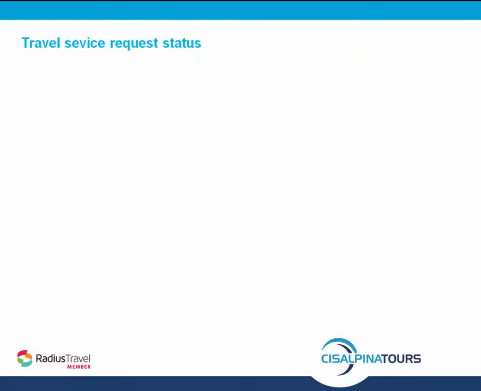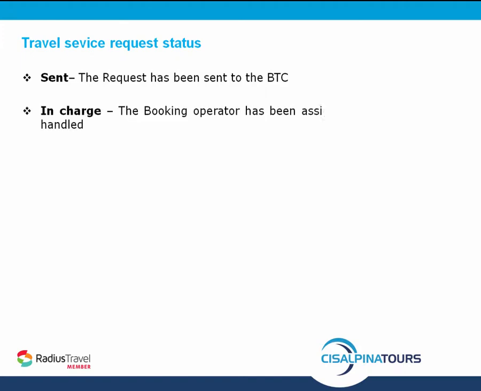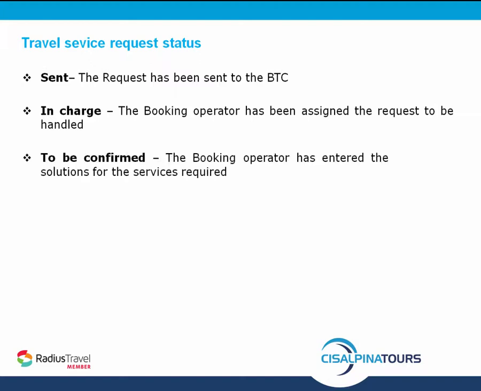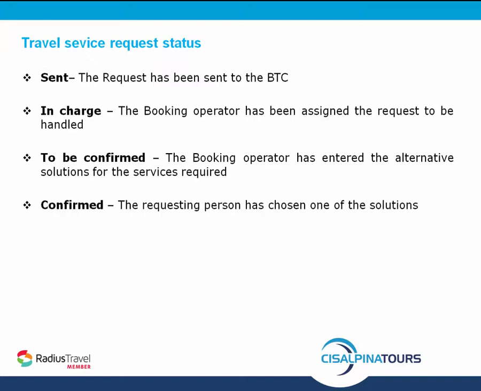Travel Services Request Status. Each passage of the workflow described can be identified by a status, which can be seen at any time on any page of the BBE Web. The status of a travel service request can be one of the following. Sent. The request has been sent to the BTC. In charge. The booking operator has been assigned the request to be handled. To be confirmed. The booking operator has entered the alternative solutions for the services required. Confirmed. The person making the request has chosen one of the solutions.